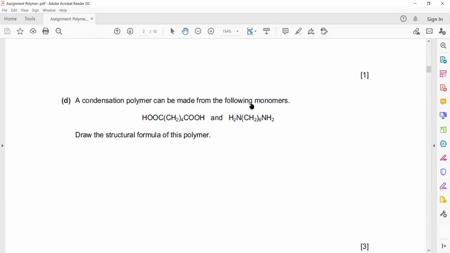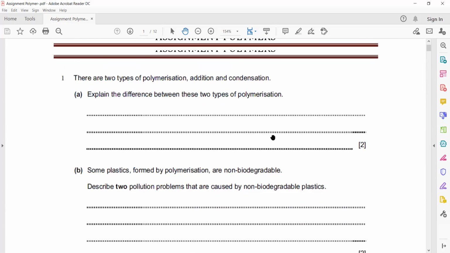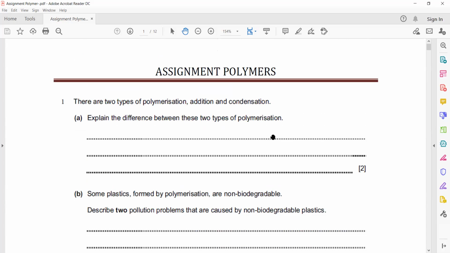We will continue this discussion next session, means tomorrow, about this polymerization, addition and condensation. Any question or a doubt related to the class today?